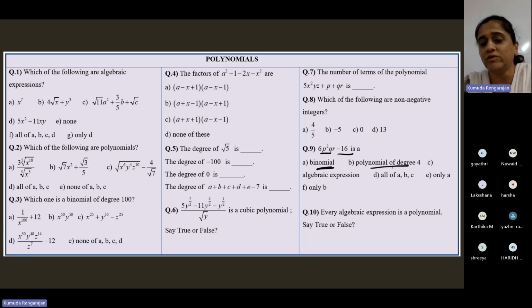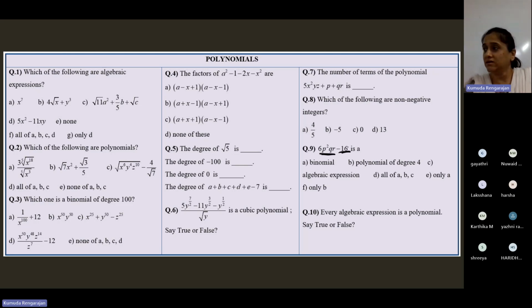Then is it a polynomial of degree 4? Yes, because this first term has how many variables in it? This first term has 3 variables in it. So find the sum of the powers of the variables. What's the power of P? 2, Q 1, R 1. So the power is 4 and the highest power is 4. Sixteen does not have a variable attached to it, so ignore this.